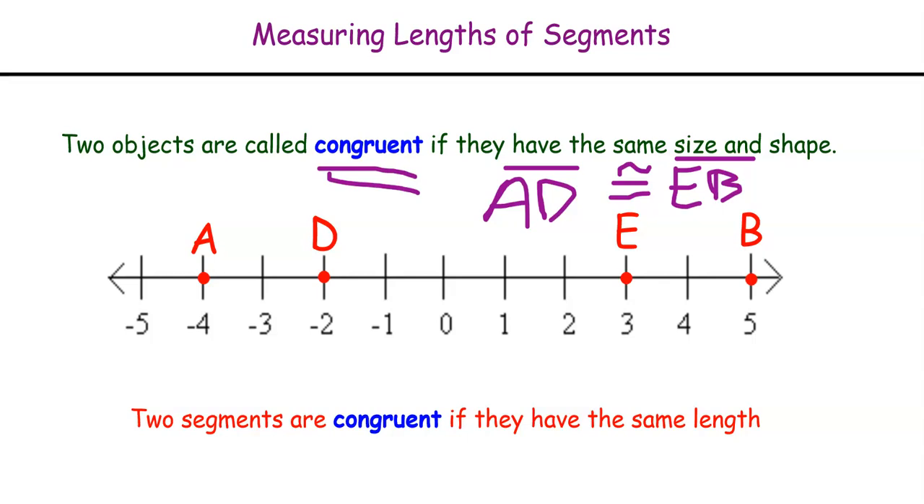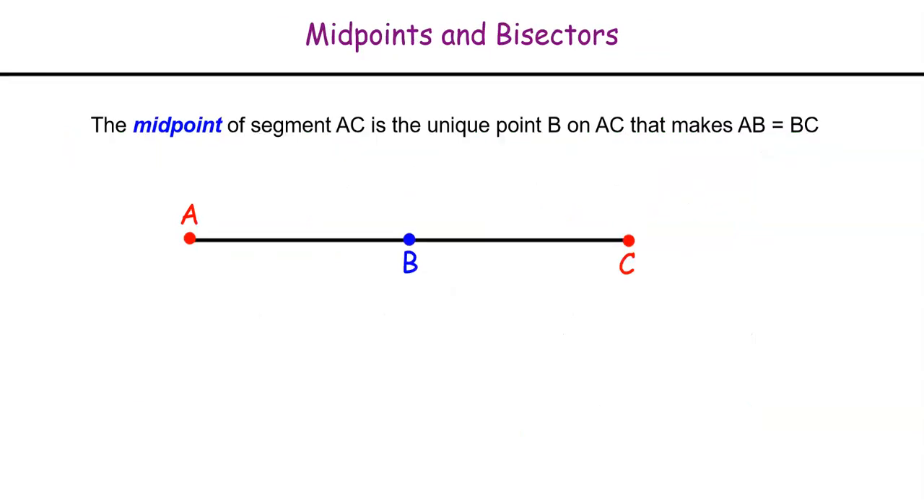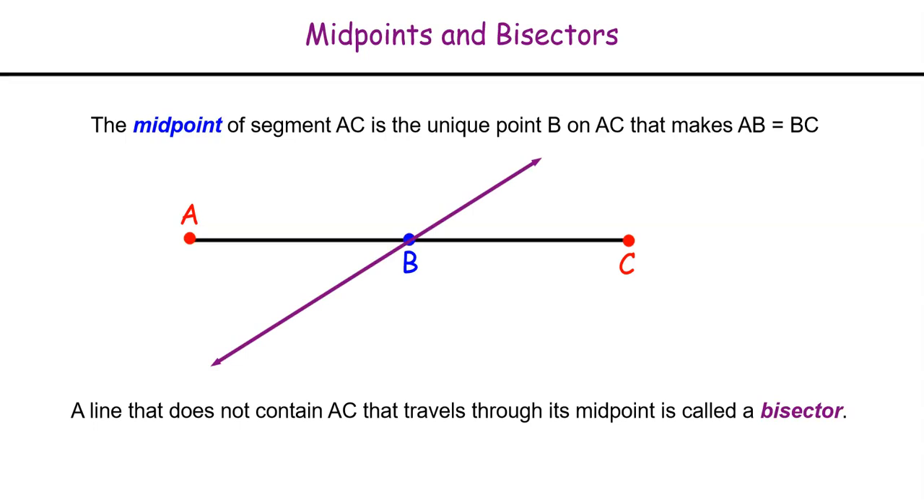So something that you may have seen before, in fact, almost certainly have seen before in algebra, is the idea of a midpoint. On a coordinate plane, it's the point that is midway between 2 points, and the same thing is true on a line segment. If A and C are the endpoints of a line segment, then there is a unique point B. That means there is only one, so that AB is equal to AC. And if you have a line that goes through that midpoint, then we call that line the bisector. Notice it can't be AC, otherwise it's just the line itself, but any line that travels through the midpoint of a segment is called a bisector. Go ahead, pause the video, copy this down, come back when you're ready to move on.